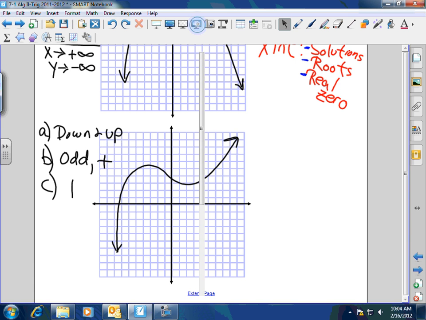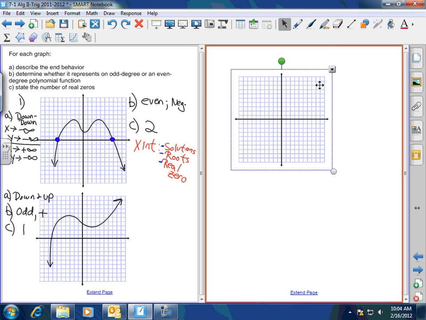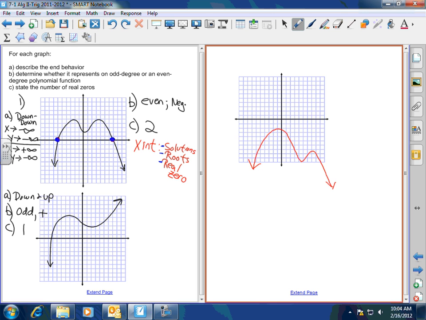Excellent. Let me just do one more. What if I gave you this? Okay, so this is down and down. Now what's happening with down and down? Remember, as x is decreasing, y is decreasing. As x is increasing, y is decreasing. What is the degree, odd or even? Is it going to be positive or negative? Negative. And how many real zeros? None.